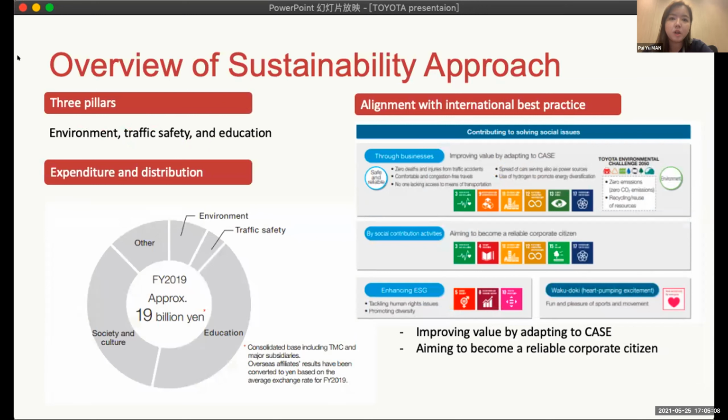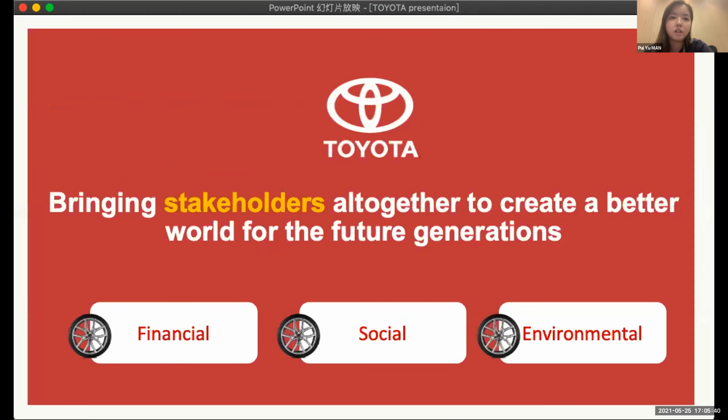Their sustainability efforts are surrounded by three key pillars, which are environment, traffic safety, and education. As a car manufacturer, it is no surprise that they spend so much money and effort in the areas of environment and traffic safety. However, you may see in the chart at the bottom that Toyota spent even more on society and culture, as well as education, in the financial year 2019. Then why is the distribution like that? We think it is because of the major theme of their sustainability efforts. They make good use of their complicated supply chain by bringing them all together to create a better world for future generations.